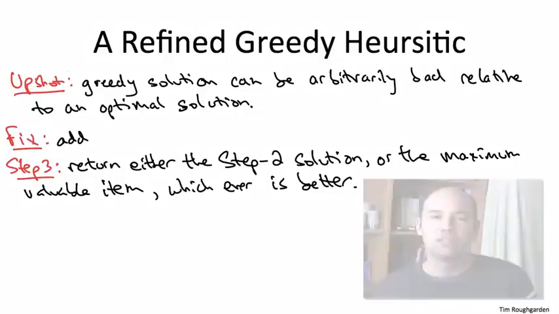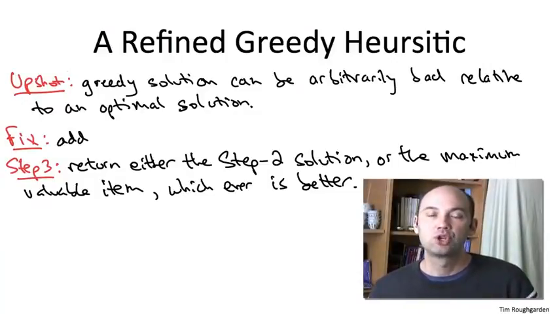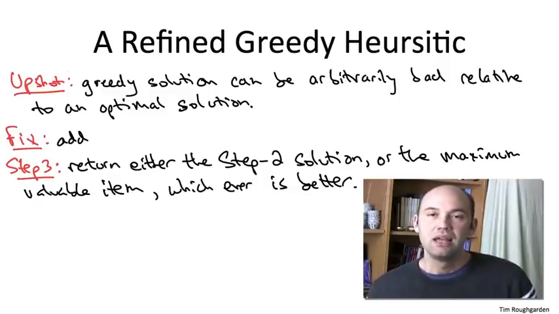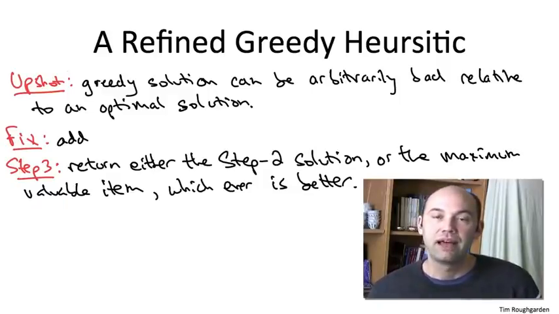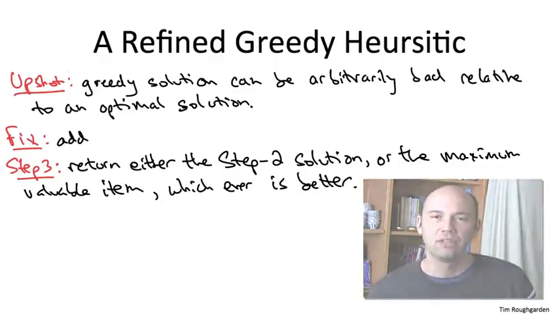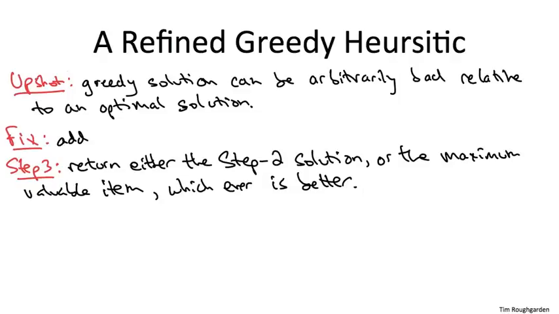There's no question that adding this new step 3 fixes the problem in the quiz on the last slide. If you add this step 3, then we will choose that item that has value 1,000 instead of the lousy solution of value 2 that we computed in step 2. But it may seem that this step 3 is just kind of a hack meant to address that specific instance. But remarkably, just adding this step 3 transforms this greedy heuristic into one that has a reasonably good worst-case performance guarantee.